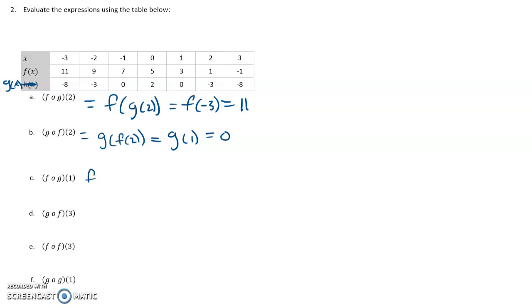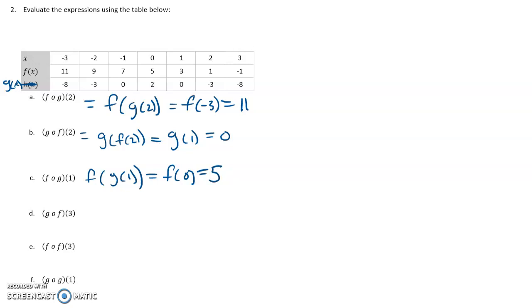This is f of g of 1. So now we're going to find the g of 1 first. When x is 1, the value of g is 0. So this is the f of 0. And then when x is 0, f is 5. So the value of f of g of 1 is 5.